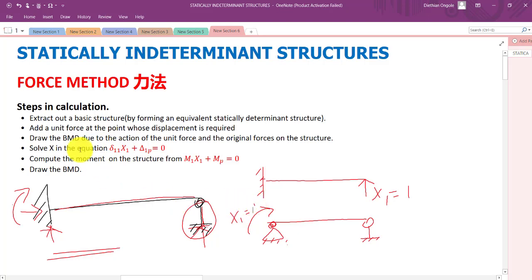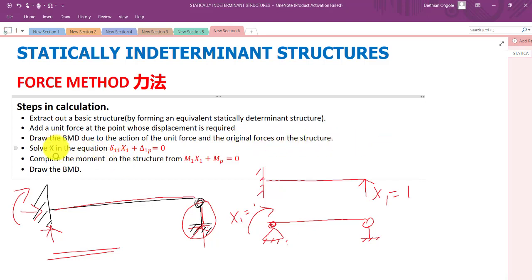Then the next step is that we add a unit force at a point whose displacement is required. That is, in case they require us to find a displacement, but usually we can just use x1 at a point whose reaction has been taken off. Then we replace it by x1 is equal to 1. After that, we draw the bending moment diagram due to the action of the unit force and the action of the original force on the structure. Then after doing that, we solve for x1.